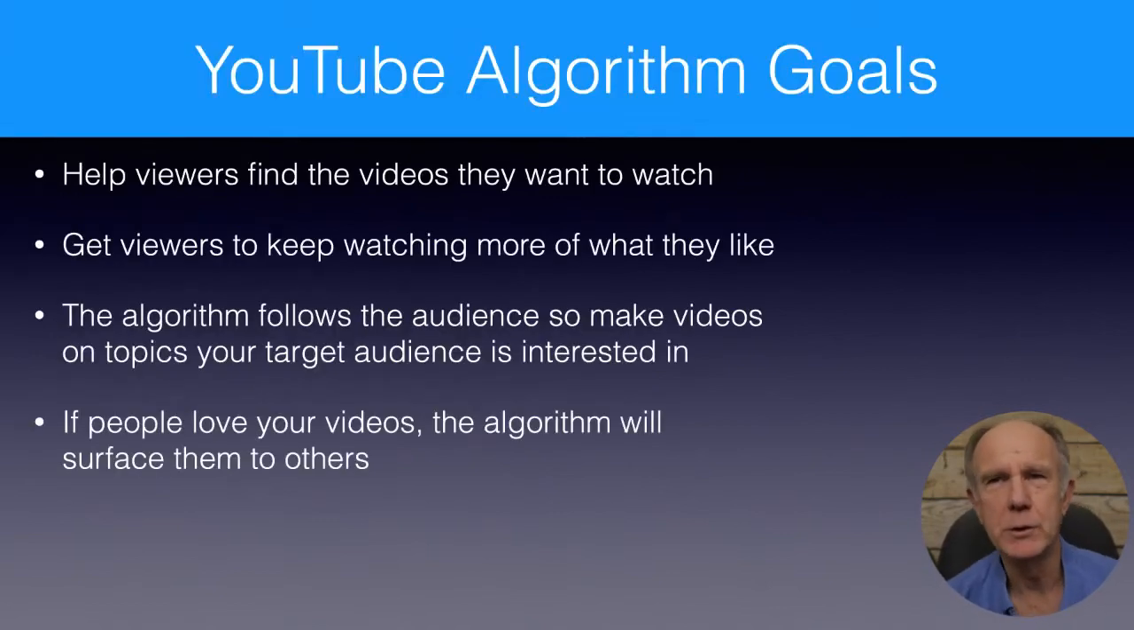So what are some of the goals of the YouTube algorithm? YouTube says it is to help viewers find the videos they want to watch. Say, for instance, you want to find out about COVID-19. So you put "What is COVID-19?" into the YouTube search bar, and you get information about that. That's a YouTube search based upon search intent. So they're going to feed you the videos.